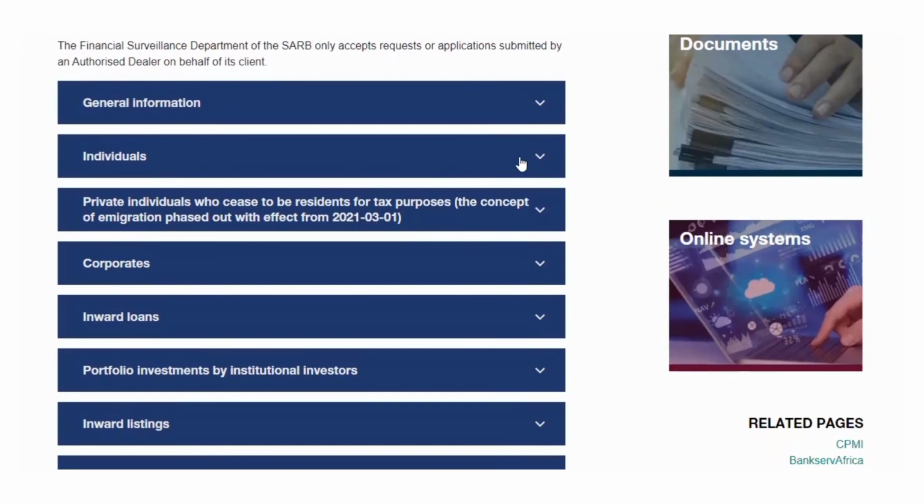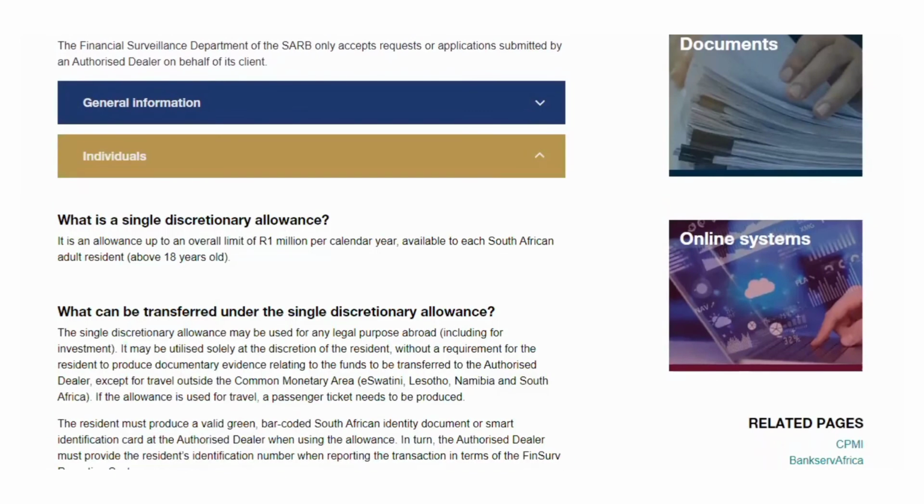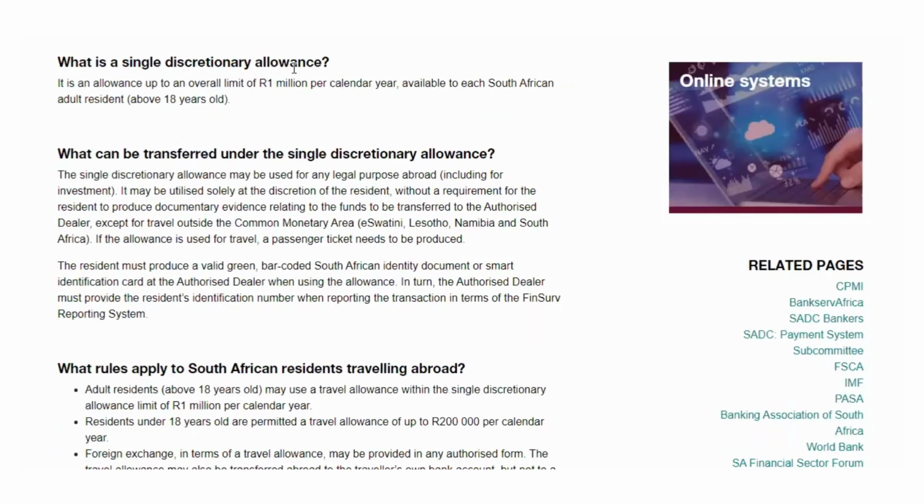So if you're doing this as an individual and you're converting your South African rands into dollars, whatever it is, using your bank account, your foreign global account, then probably you're going to be using a single discretionary allowance, which basically allows any adult South African to exchange up to 1 million rands into foreign money within a calendar year, right? Which is pretty cool. So that means every year you can take 1 million rands and turn it into a foreign currency without needing a tax clearance certificate from, say, the likes of the South African Revenue Service, aka SARS.